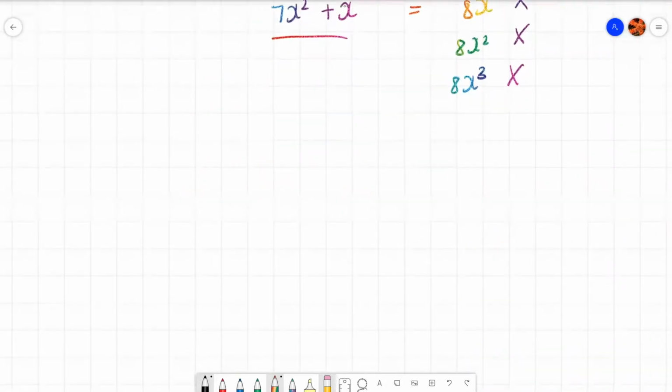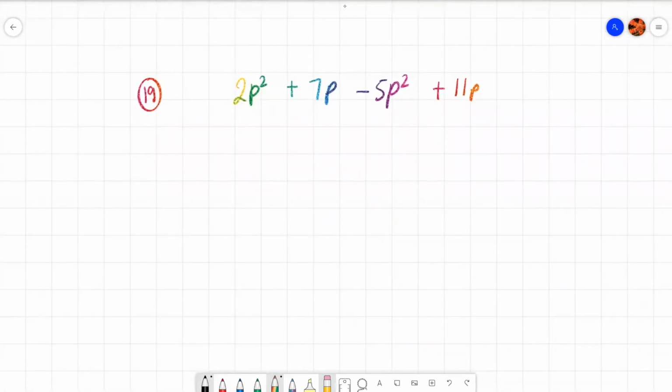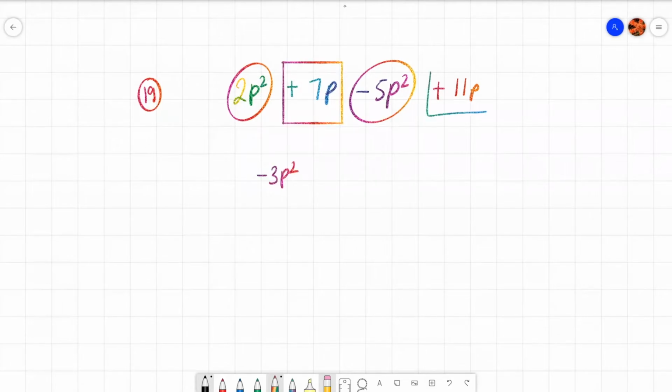Okay, let's have a look at another example then. Let's do 2p squared plus 7p minus 5p squared plus 11p. Okay, so I've got p's, I've got p squared. Let's collect the like terms. I've got 2p squared minus 5p squared. I can do that. 2 minus 5 is minus 3, so it becomes minus 3p squared. Then I've got 7p plus 11p, which becomes 18p.